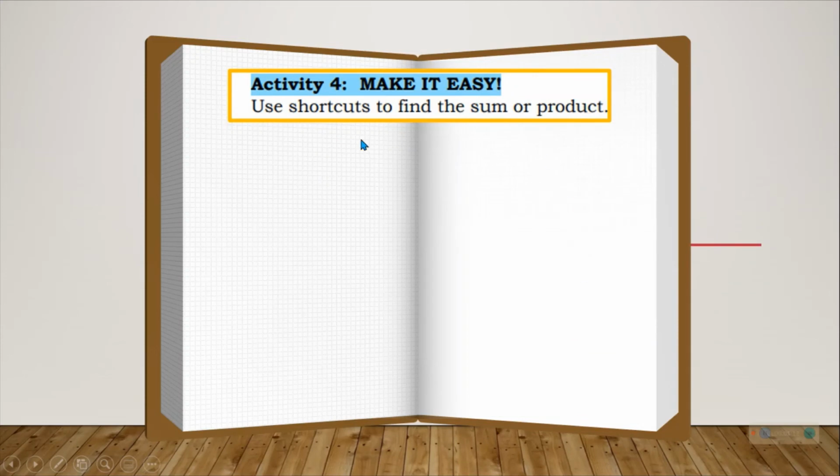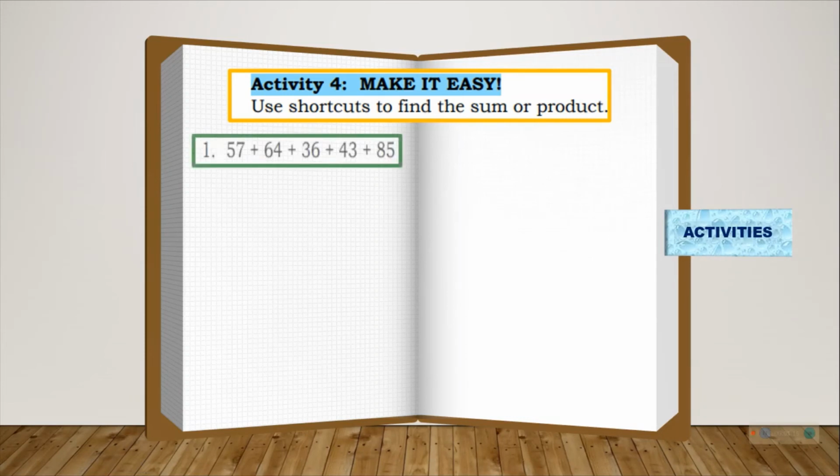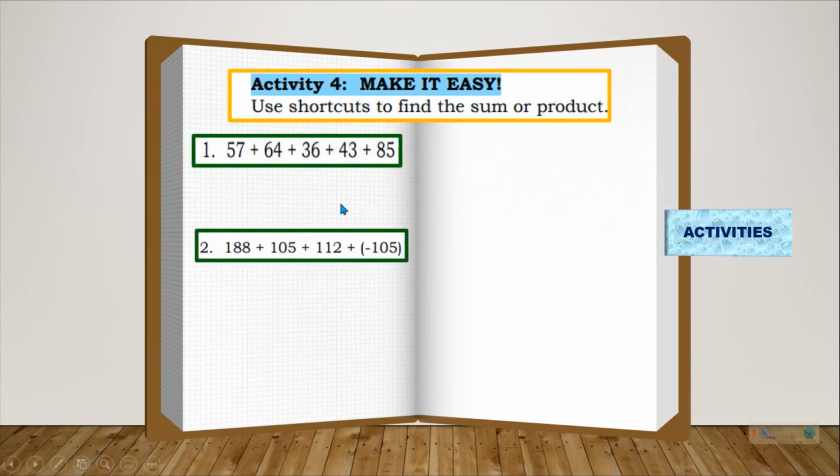Okay, number 4, make it easy. Shortcut to find the sum or product. So sa number 1, hahanap tayo na pag pinag-add natin o gagamit tayo ng commutative property na pag pinagpapalitin natin ng posisyon para pag pinag-add natin, mag-equal siya ng 100. So, 64 plus 36 is equal to 100. Then, 57 and 43 is also 100. So, we have 200 plus 85. So, the final answer is 285.